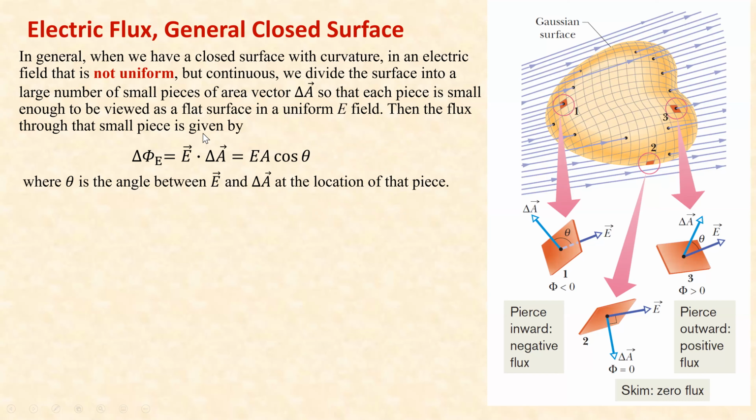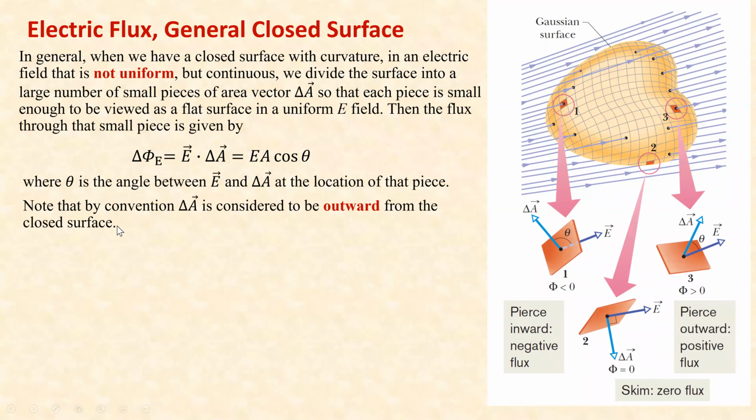And if you write this in terms of magnitude, you get that. Theta is the angle between E and delta A at the location of that piece. At any point, it's different. Note that by convention, delta A is considered to be outward from the closed surface. So here you're talking about the closed surface and the electric field, the delta A for each part of this is outward.